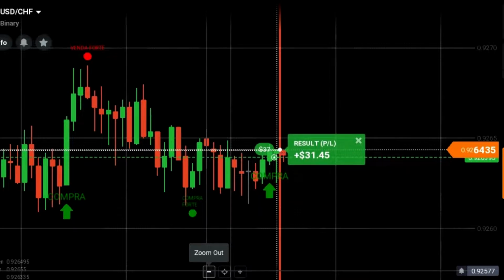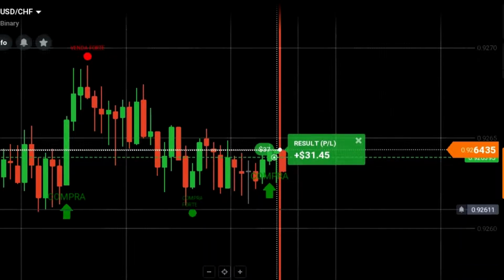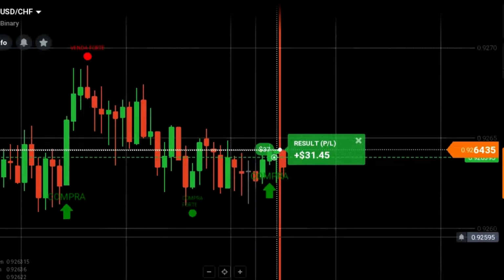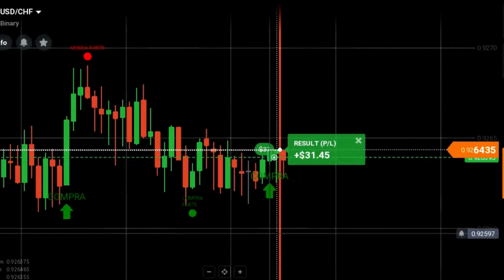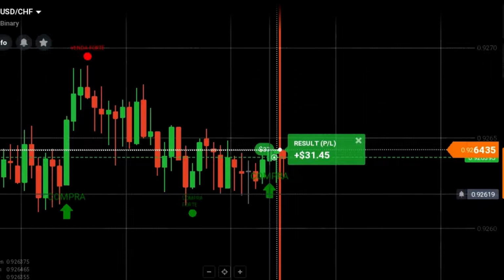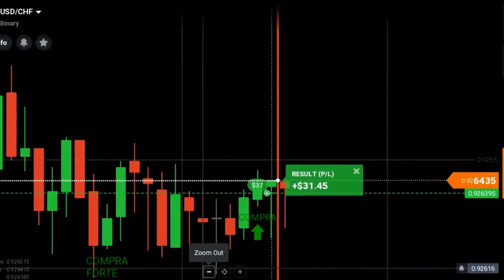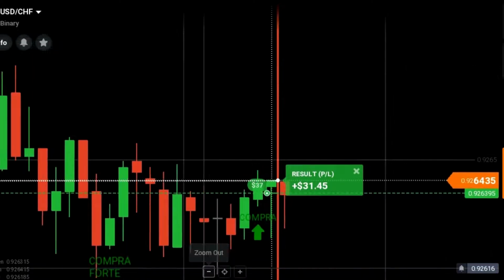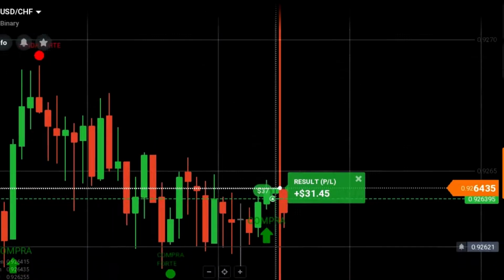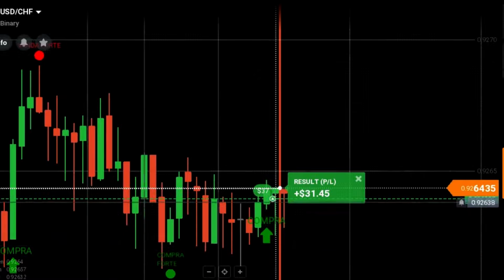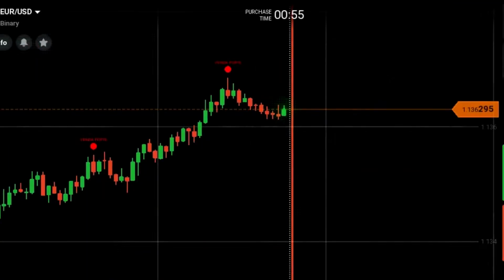So guys, this is our second trade we have won. You can see basically what we did, we just looked at this. This was a sign of buying. You can see the market was going down and this was a chance for the market to go up. So we placed the trade for 1 minute and you can see the results. So we won this trade. So this is our second trade. Let's look for our last trade so that we can complete our target.